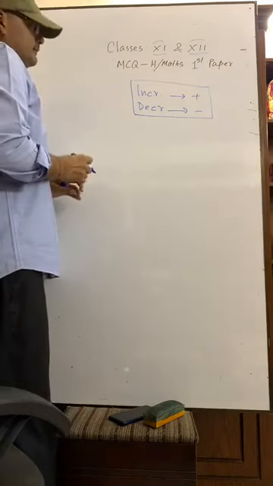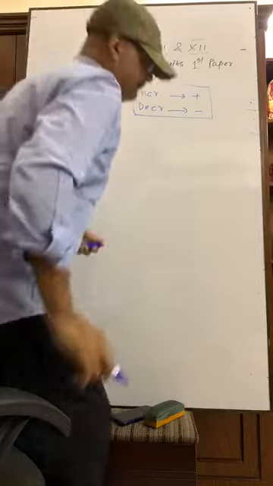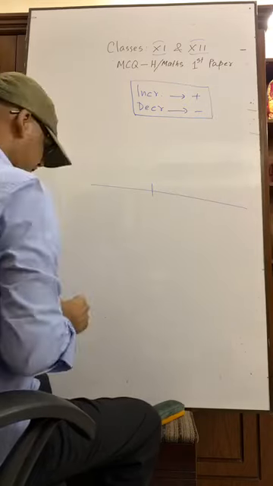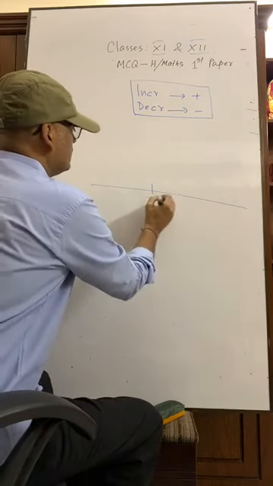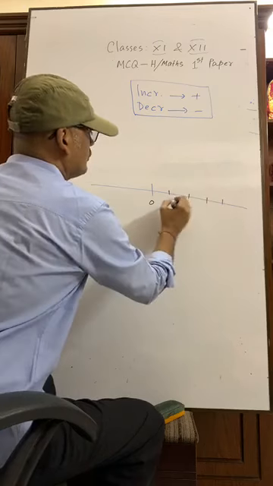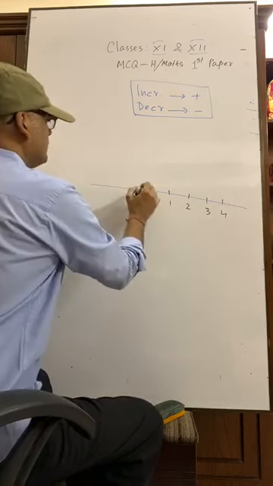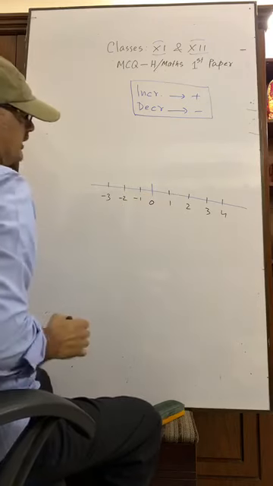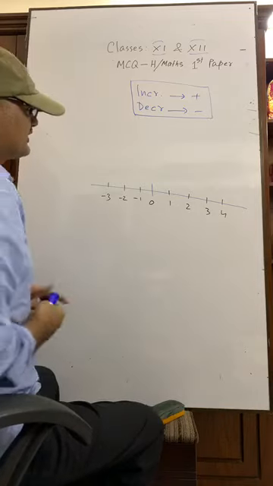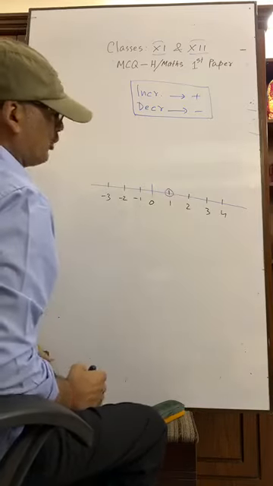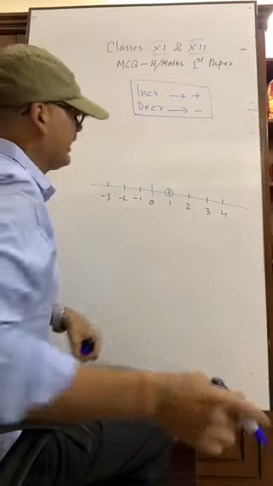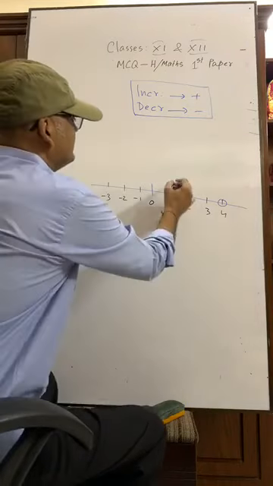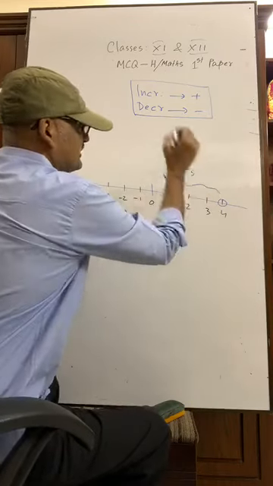Suppose this is a number line: 0, 1, 2, 3, 4, and minus 1, minus 2, minus 3, in this way. Suppose you are at the point 1 at first, now you are at the point 4. So what is the distance between these two points? Definitely 3 units.